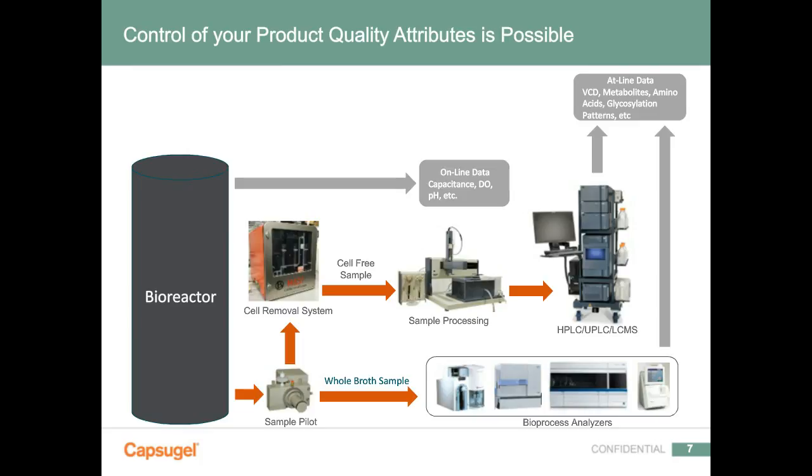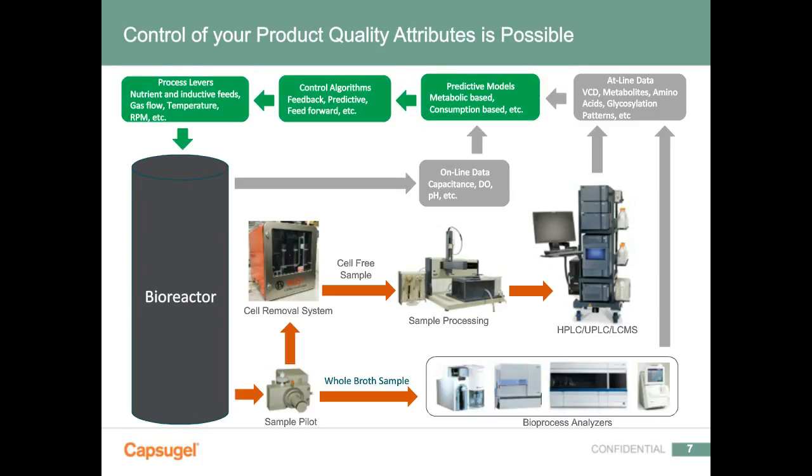Once you have all that data, now you can begin to create predictive models, which then you write your control algorithms, and ultimately tune your process levers to control your nutrient productive feed, like that. Now you're really able to get product quality attribute control.